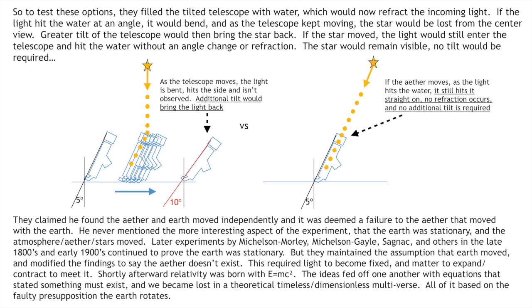These ideas then fed off one another with equations that stated something must exist, and therefore it did exist shortly thereafter, and we became lost in a theoretical, timeless, dimensionless multiverse. All of it based on the faulty assumption and presupposition that the Earth rotates.